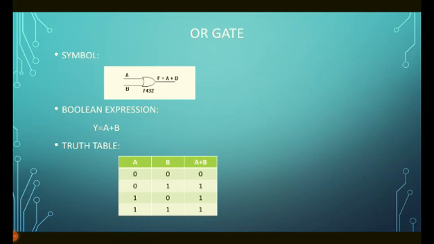Truth table. Here also we have 2 inputs and 1 output. When we give both the inputs as 0, the output is 0. When we give one input as 0 and another input as 1, the output is 1. When we give one input as 1 and another input as 0, the output is 1. When we give both the inputs as 1, the output is 1.